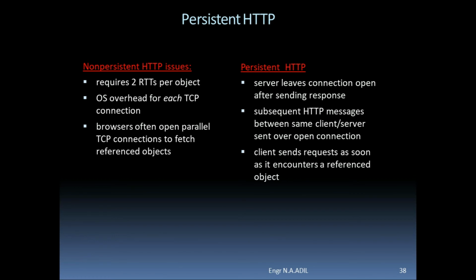So non-persistent HTTP has some issues, and they are: it requires 2 RTTs per object, and there is operating system overhead for each TCP connection. Browsers often open parallel TCP connections to fetch referenced objects. Whereas in persistent HTTP, the server leaves the connection open after sending the response. Subsequent HTTP messages between the same client and server are sent over the open connection. The client sends a request as soon as it encounters a referenced object.